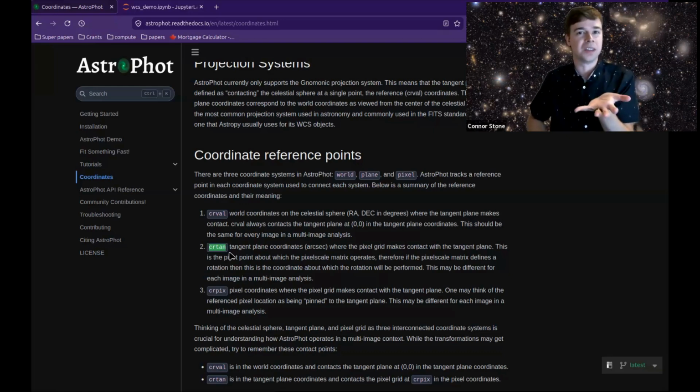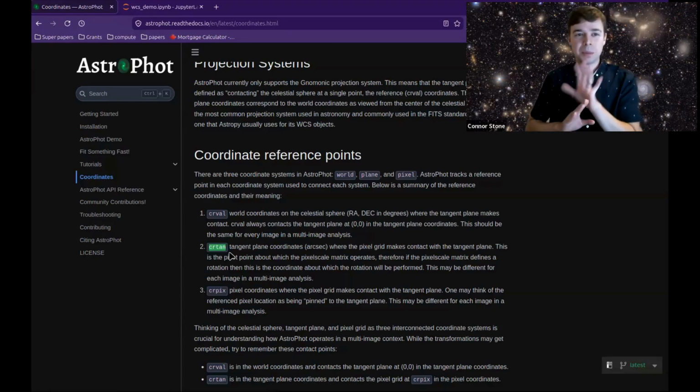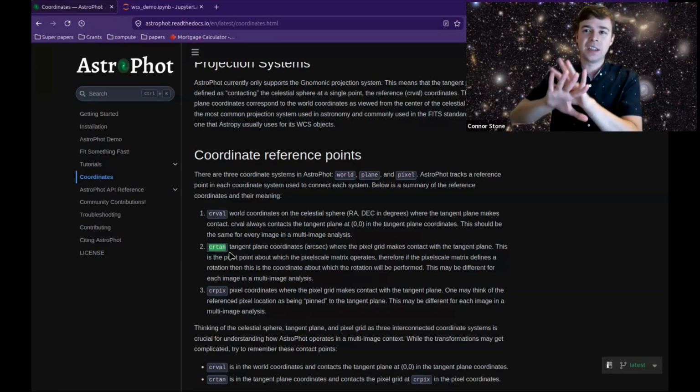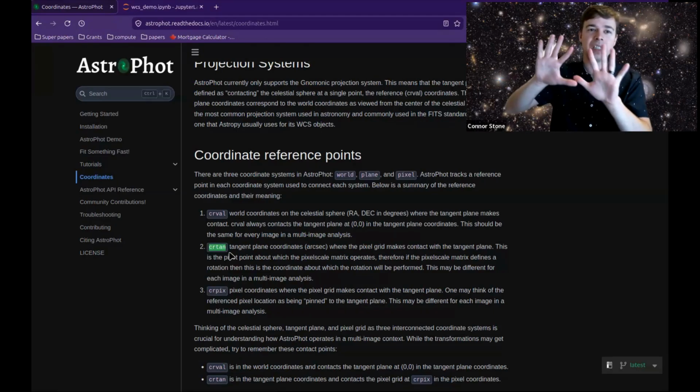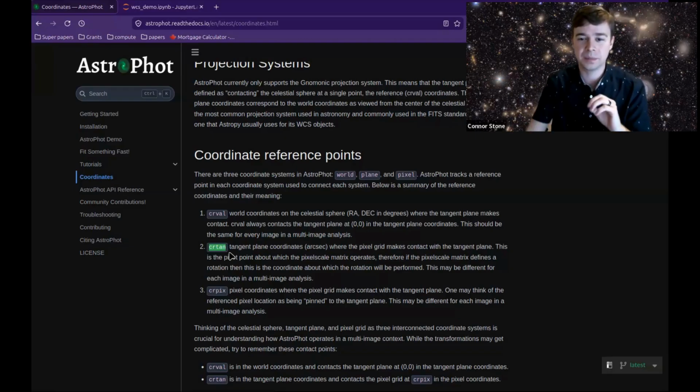Often it's just 0, 0. If you only have a single image, then it's going to be 0, 0 by default, and there's no reason to change that. But if you have multiple images in a multi-image analysis, you need to have a really clear picture of where these images are relative to each other. And so they each have an anchor point in the tangent plane coordinate system.